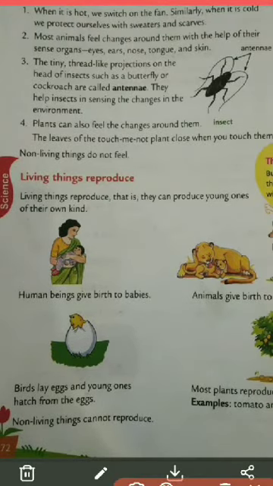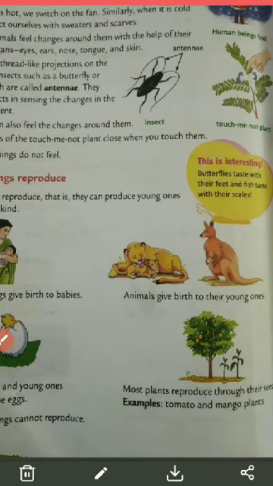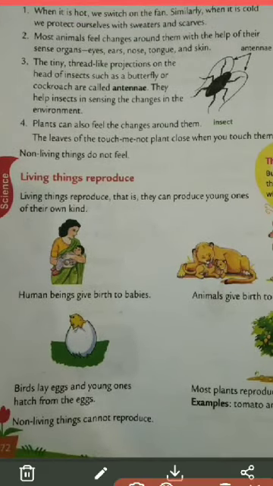Birds lay eggs and their young ones hatch from the eggs. Most of the plants reproduce through seeds. They produce new plants from their seeds. But non-living things cannot reproduce.